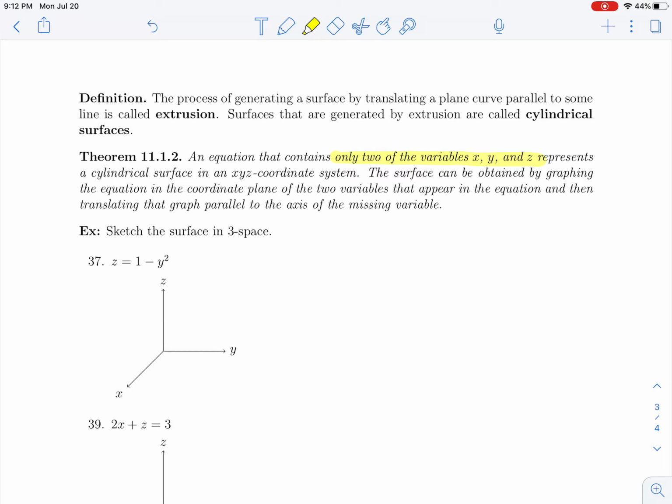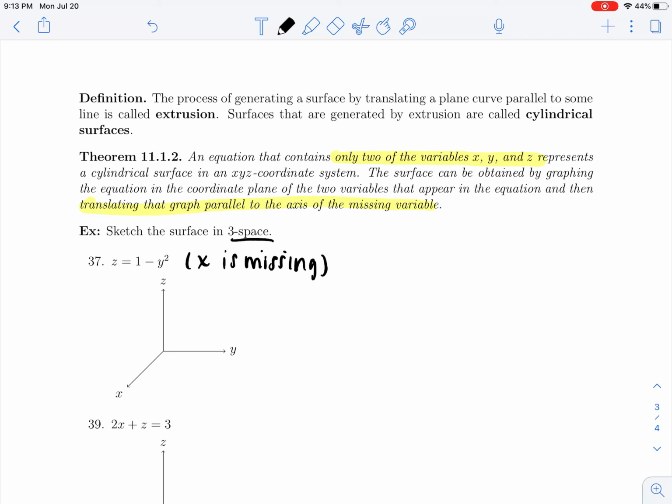So in other words, what they're saying is identify what two variables you're working with, graph that line or curve as if you were living just in two space. But because we're talking about 3 dimensions, you then want to translate the graph parallel to the axis of the missing variable. So let's take a look at what that looks like here in 37 so that we see what this means. So sketch the surface in 3 space, that's crucial. 37, z equals 1 minus y squared. So we're just going to note here that the variable x is missing.